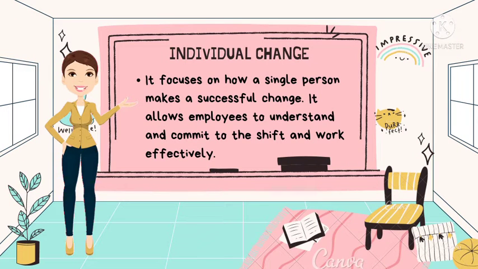And for the individual change, it focuses on how a single person makes a successful change. It allows employees to understand and commit to the shift and work effectively. An individual change is an understanding of how one person makes a change successfully, either at home, in the community, or at work. Individuals may move through the change process in an unpredictable and unexpected path. It also provides a framework for enabling one person to make a transition.